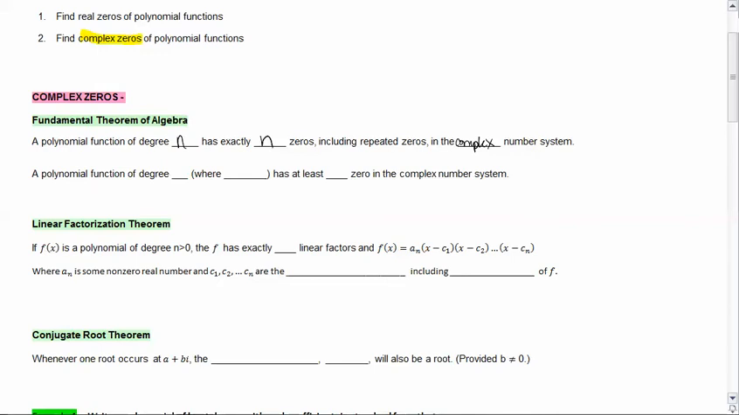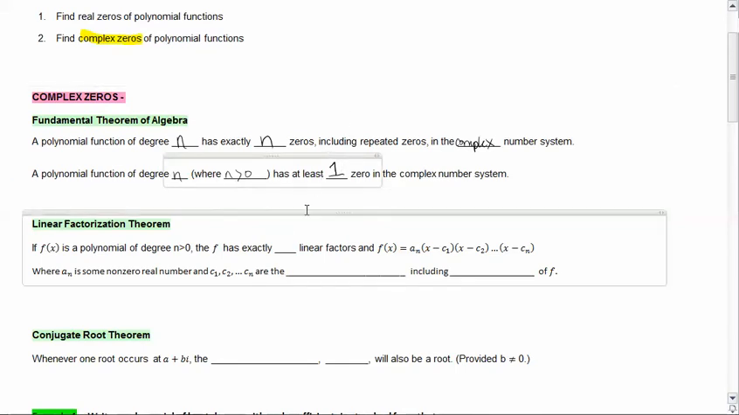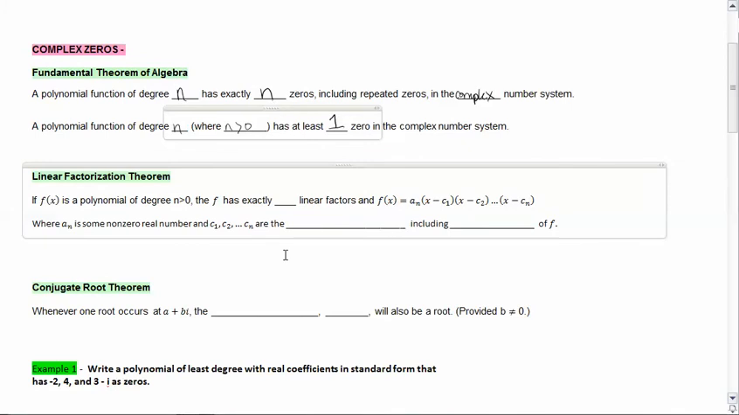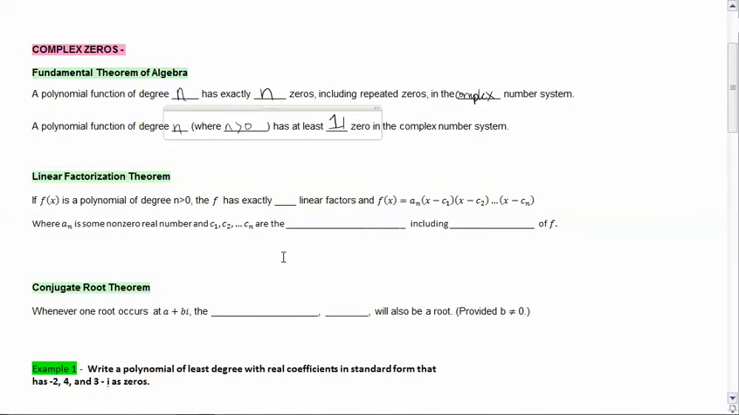So a polynomial function of degree n, where n is greater than 0, has at least one zero in the complex number system. So we're definitely going to have at least one zero that's complex for any polynomial of degree n, where n is greater than 0. So that's the fundamental theorem of algebra. Let's look at the linear factorization theorem.